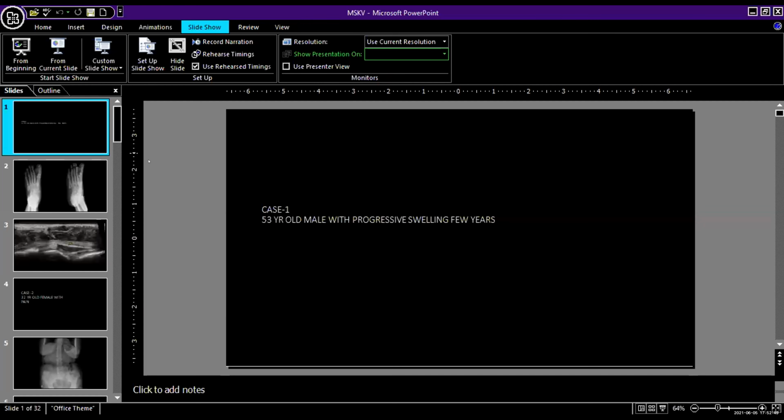So these are the cases. These I have collected from my hospital. I think I have tried to pick some good cases, so I hope you all will like this. Can you see my screen? Yes.